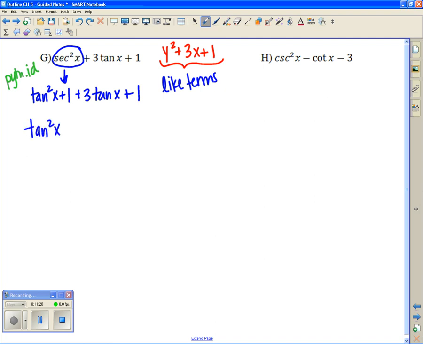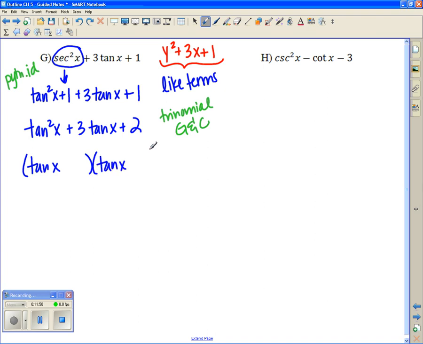Tangent squared x plus 3 tangent x plus 1 would be plus 2. Right now, you are looking at a trinomial. And usually with a trinomial, we guess and check. So, factoring. Tangent of x, tangent of x. Pretty simple. We need a positive 2. We need a product of positive 2 and a sum of 3, so plus 2 plus 1. And you're done. All you have to do is factor right now.